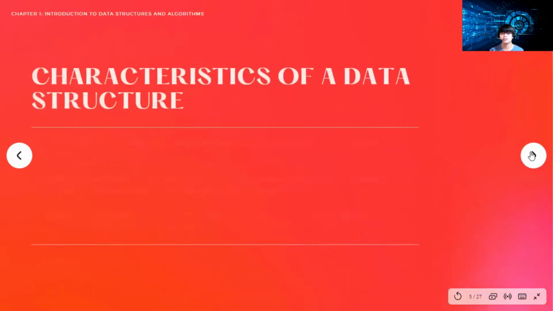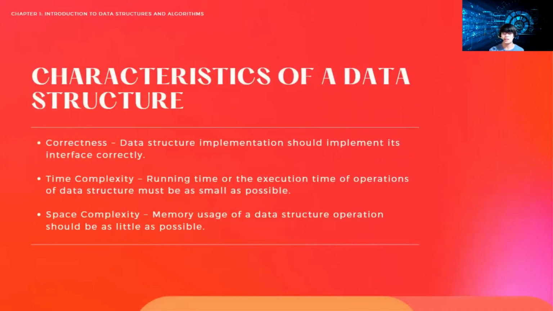Next. So guys, as for this chapter, we're going to talk more about what a data structure and algorithm is all about, and then proceed to coding later on. So what are the different characteristics of a data structure? First, correctness. A data structure implementation should implement its interface correctly. It should be right, of course. Time complexity.